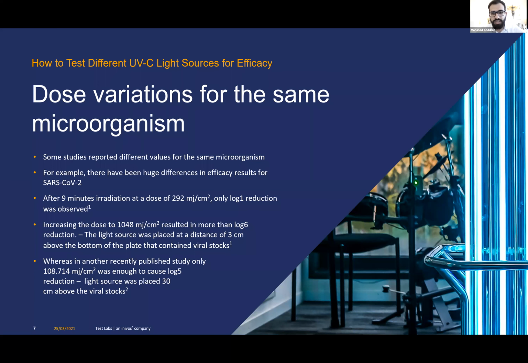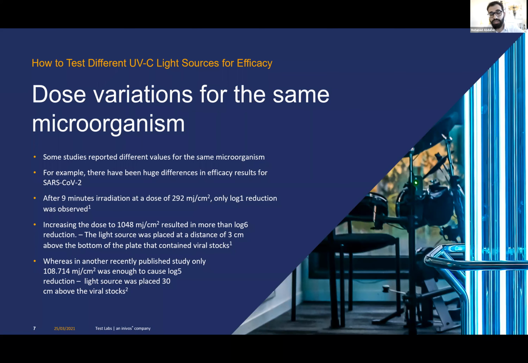The test methodologies, as I mentioned, didn't really specify everything, because some studies reported significantly different values for the same microorganism, and this has been evidently seen with SARS-CoV-2. And there's a numerous amount of research being done on UV light and SARS-CoV-2. For example, this study was published around August last year and reported a log 6 reduction on SARS-CoV-2 when exposed to a UVC dose of 1,048 millijoule per square centimeter, and the light source was placed at a distance of 3 centimeters above the bottom of the wells or the plates that contain the viral stocks.